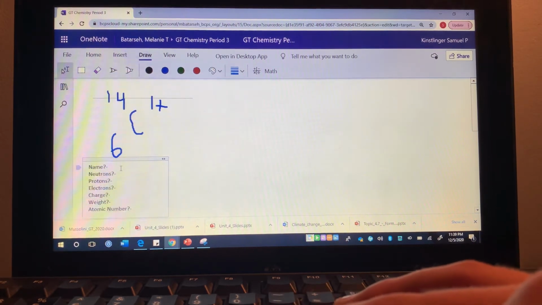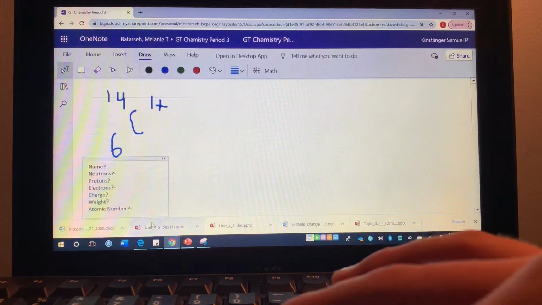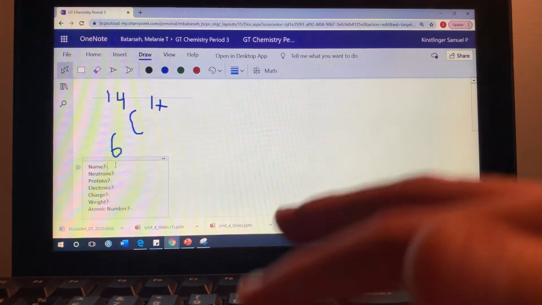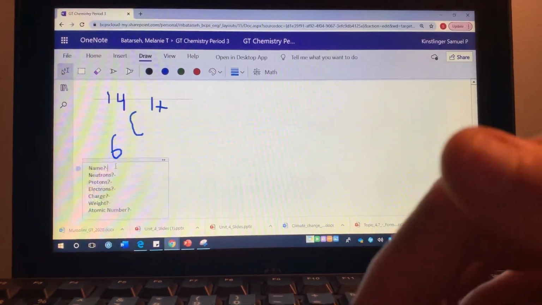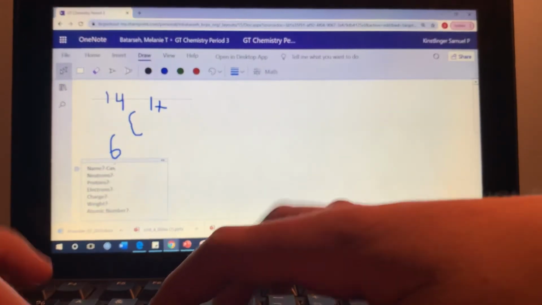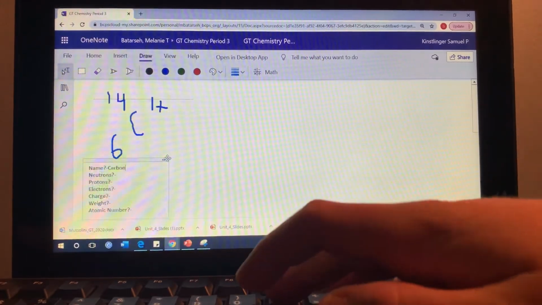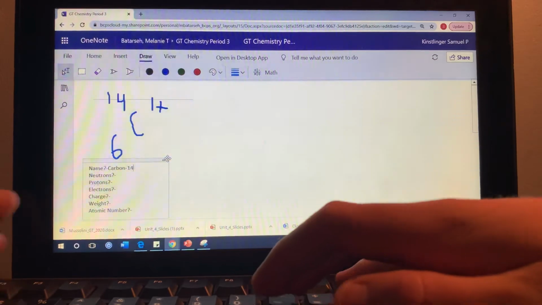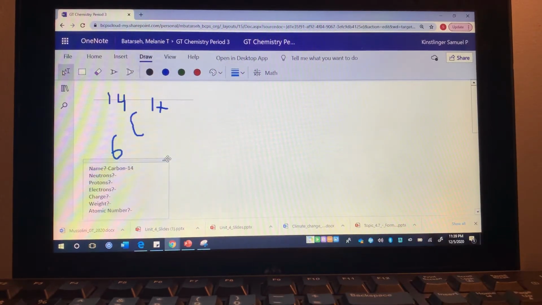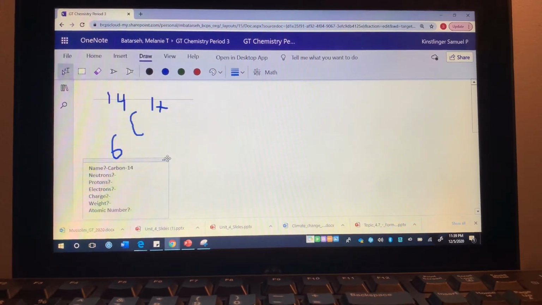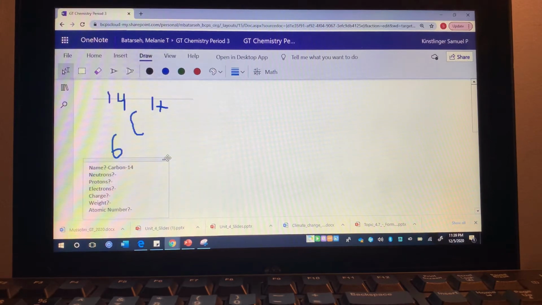Now let's start figuring these things out. This is all the stuff you need to know about this right here. The name is usually the element, carbon, and then the weight, 14. Now, carbon 14, we're not going to get too much into it. It's used for carbon dating, which determines the age of fossils.